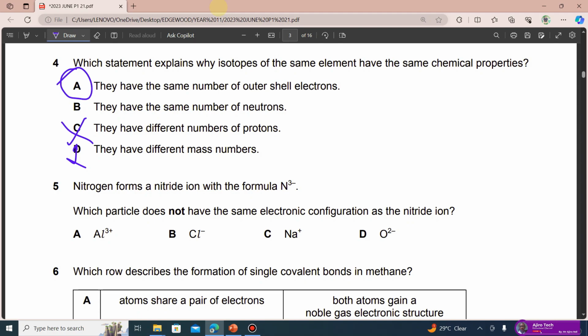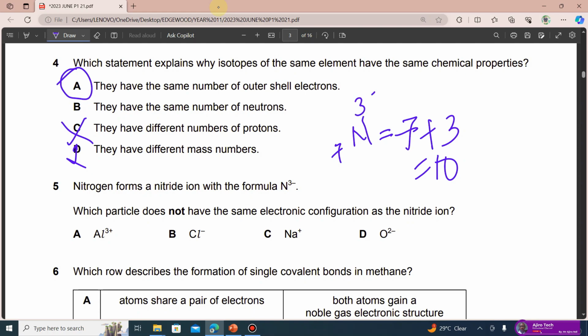Now, the proton number of nitrogen is 7. To get the number of electrons in the nitride ion, it becomes the proton number plus the charge on it, because it's negative, so it becomes 10. This 3 minus charge means it's receiving 3 electrons. So that means the nitride ion in this case has 10 electrons.